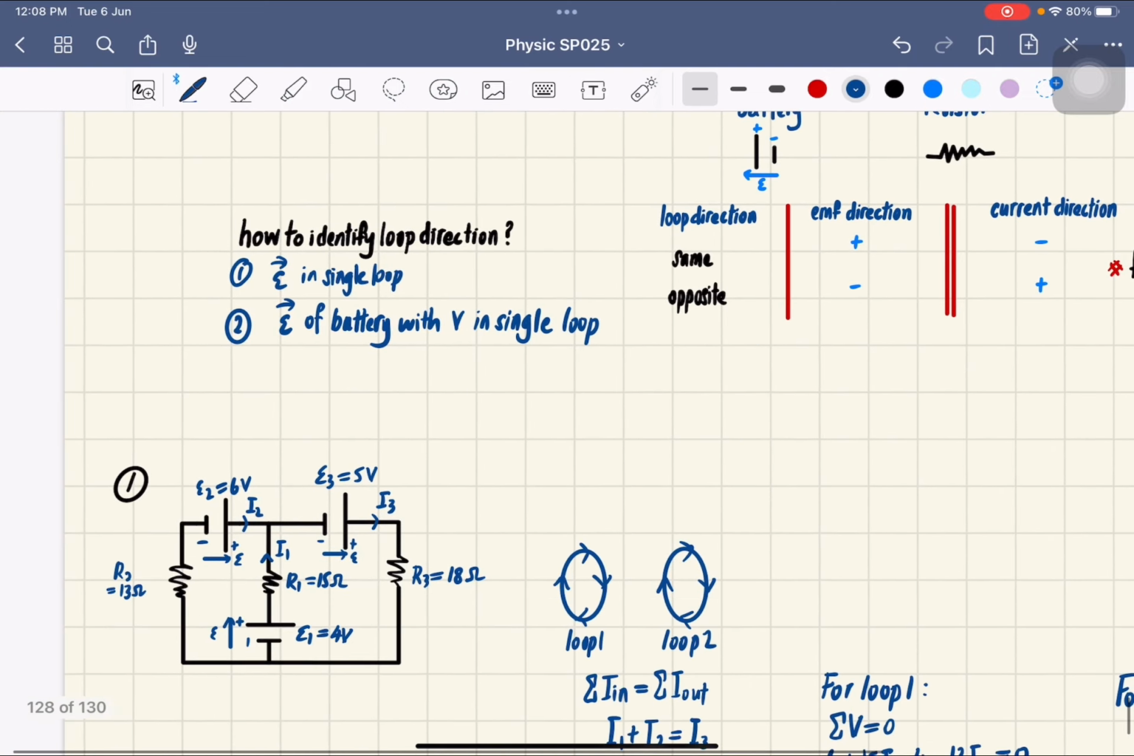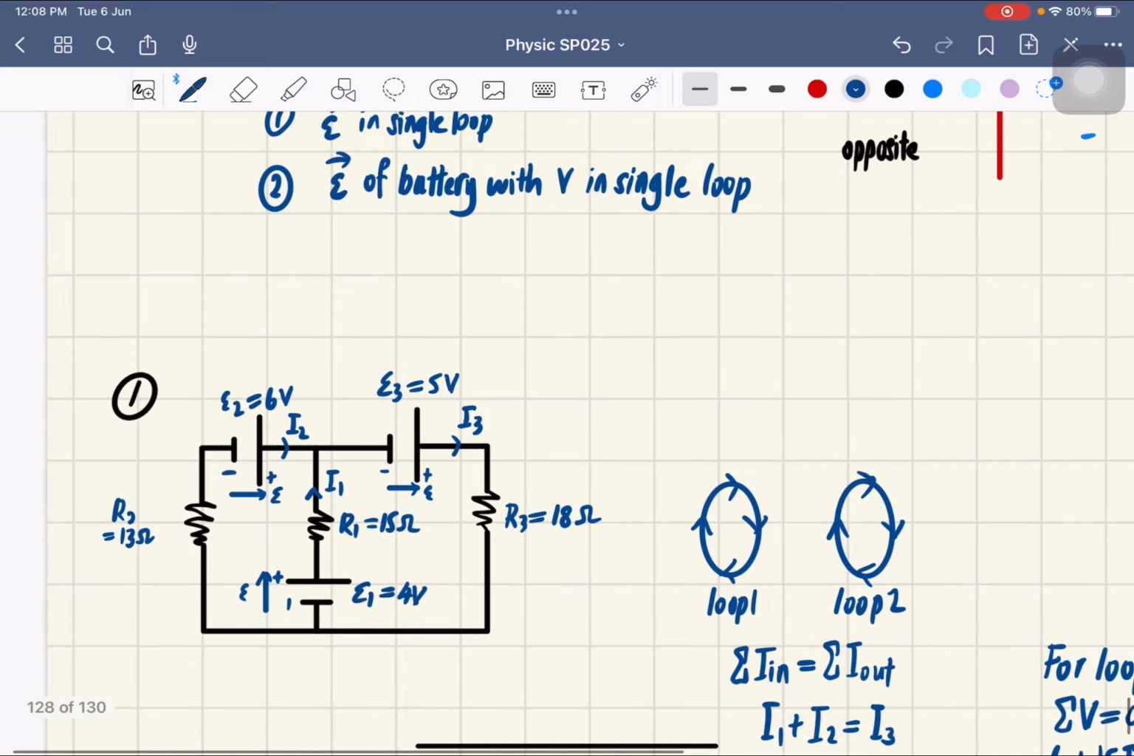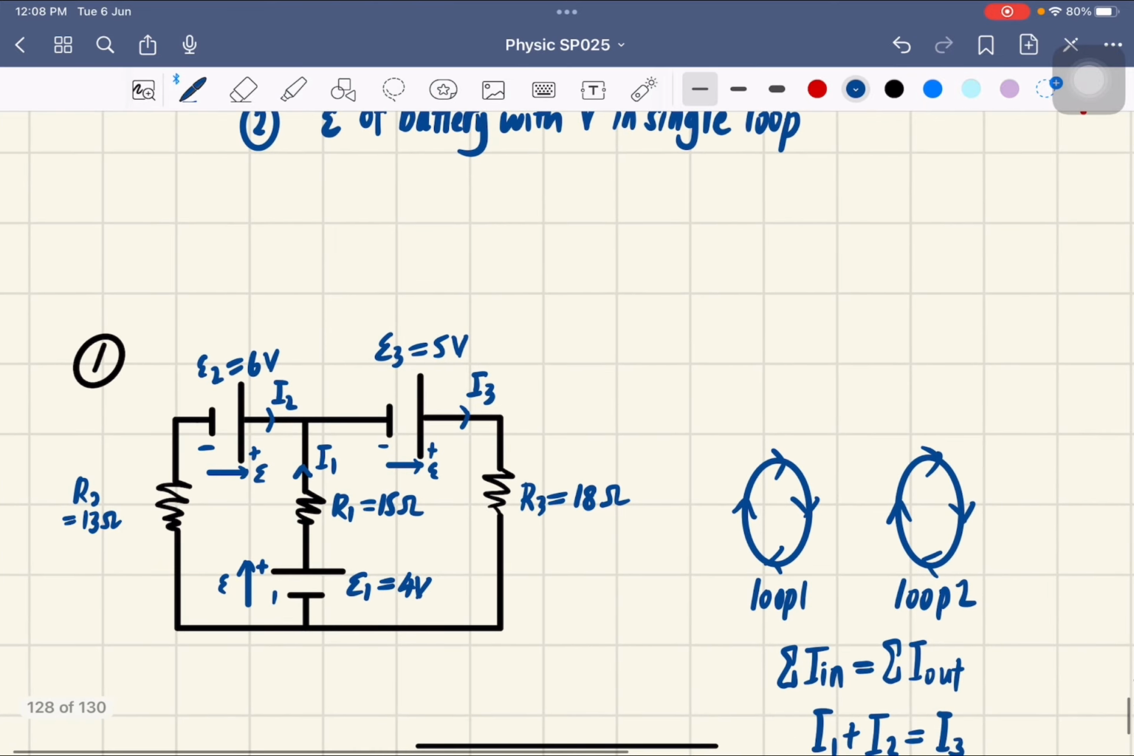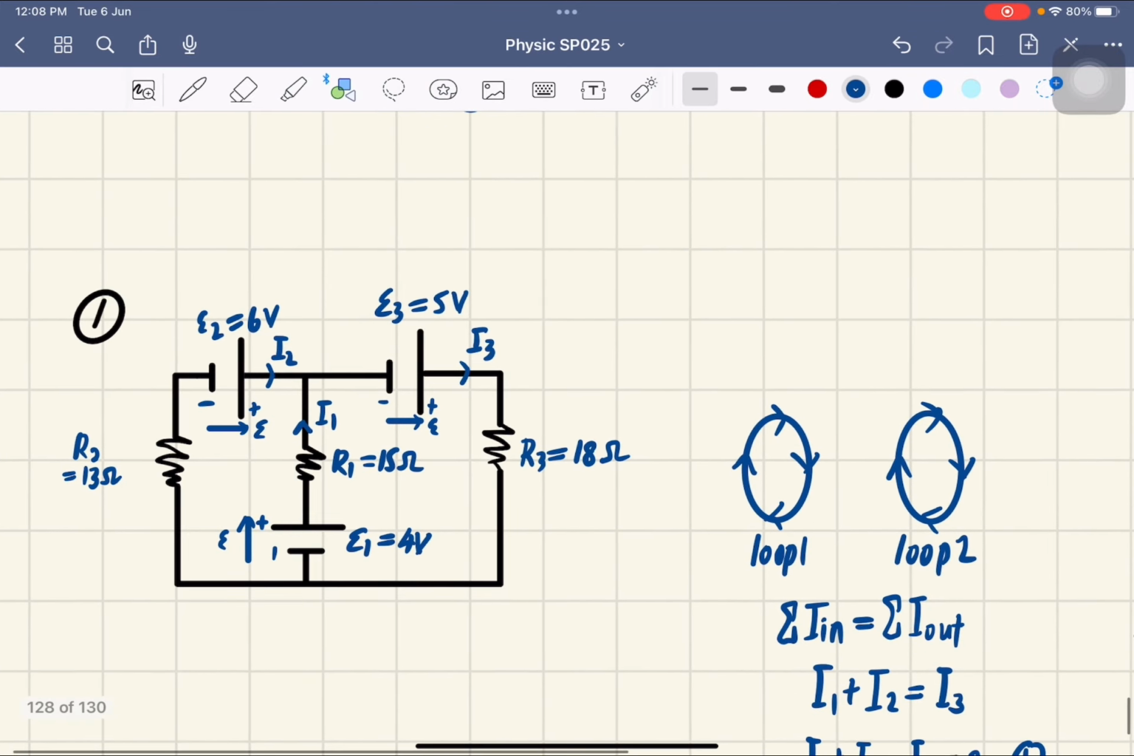So, now we're going to see some questions. For this question, the EMFs of the three batteries are given. The first battery is 4 volts, the second one is 6 volts, and the third one is 5 volts. Then there are three resistors. The first one is 15 ohms, the second one is 13 ohms, and the third one is 18 ohms. So there are two single loops, separated.